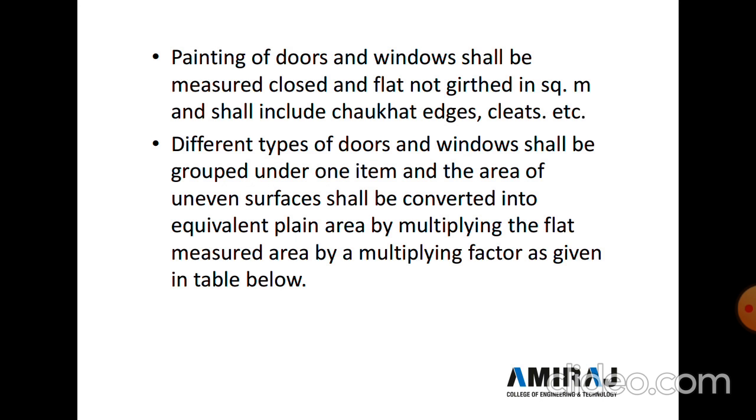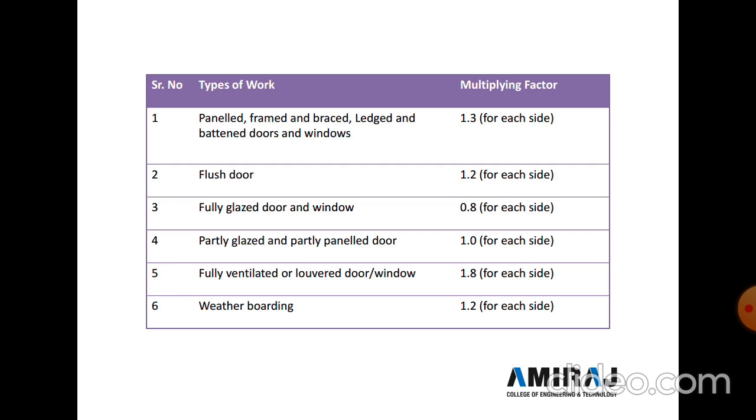Now painting of the door and window shall be measured closed and flat, not girth, in square meters, and shall include the choked edges and cleats, etc. Different types of door and window shall be grouped under one item, and the area of uneven surface shall be converted into equivalent plane area by multiplying the flat measured area by the multiplying factor as given in the table below. So here another table is given: types of work and multiplying factor.